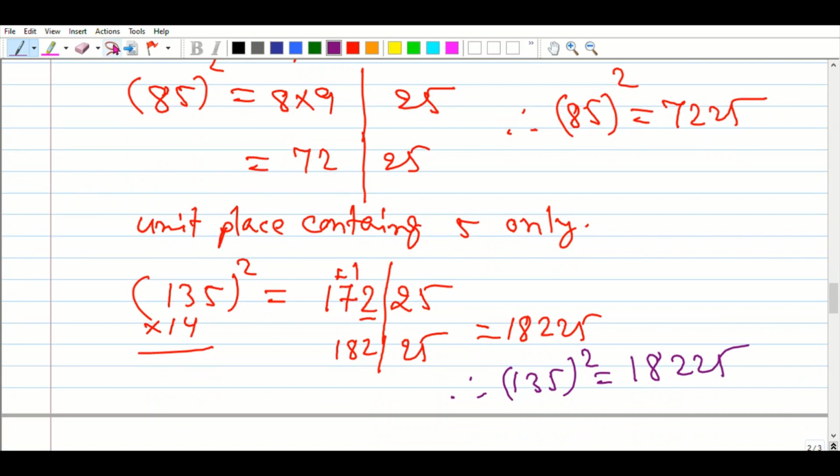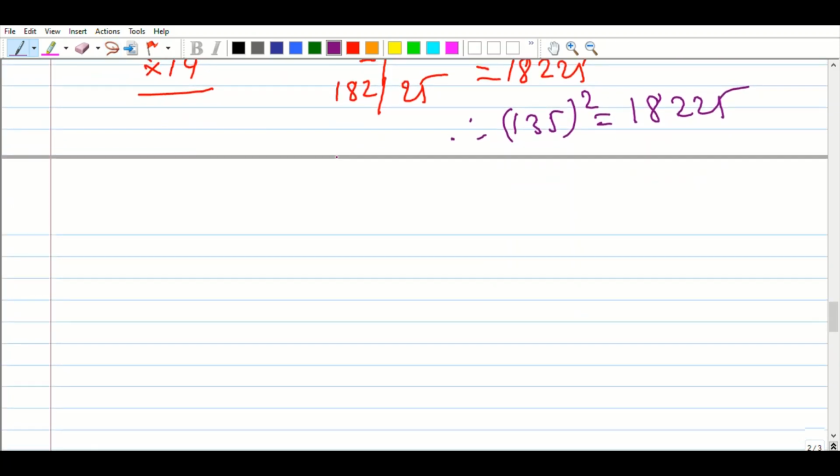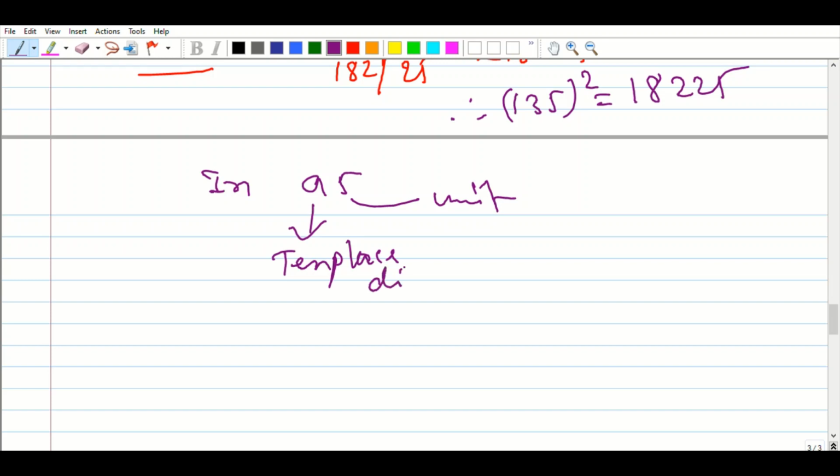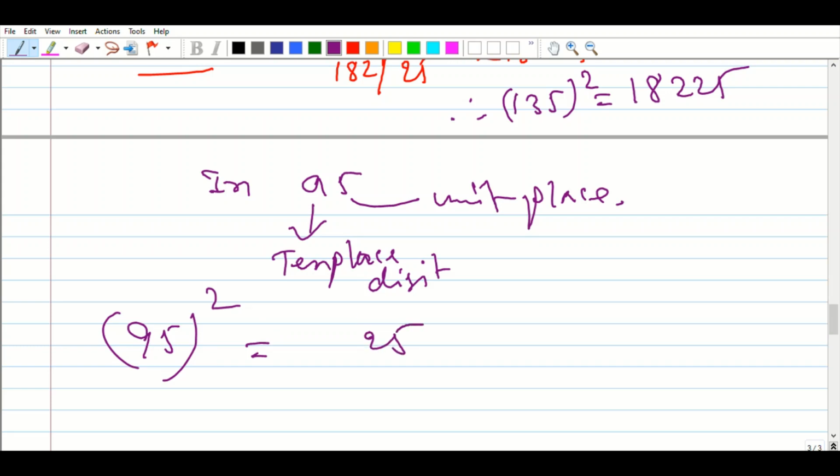If the unit place contains 5, we will make the 10 place digit and 100 place digit. You see here in A5, 5 is the unit place digit and A is the 10 place digit. So we can also find 95 square. What is it? Sir, 95 square equals 25, and 9 times 10 is 90, so it becomes 9025.